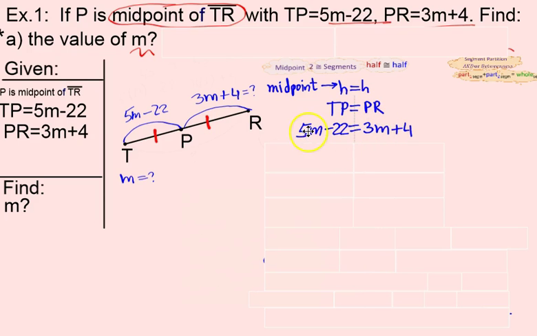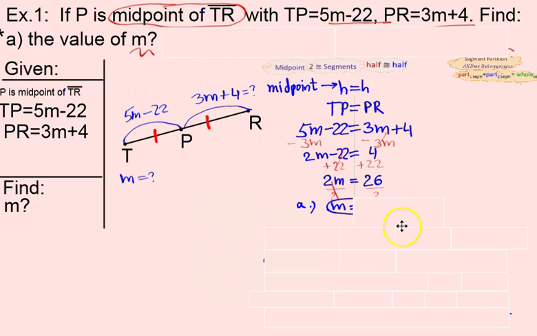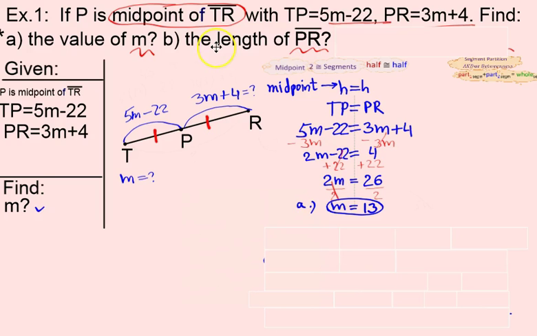Now the variable term is on both sides. Get rid of the smallest one, positive 3m, by subtracting 3m from both sides. This will result in a new equation equivalent to the original: 2m minus 22 and positive 4 on the right side. Getting rid of negative 22 by adding 22 to both sides simplifies it to the equation 2m equals 26, which calls for division by 2 on both sides and identifies then the value of m.